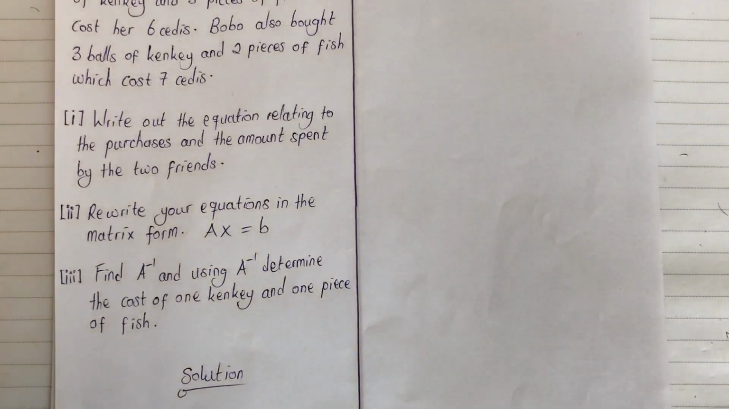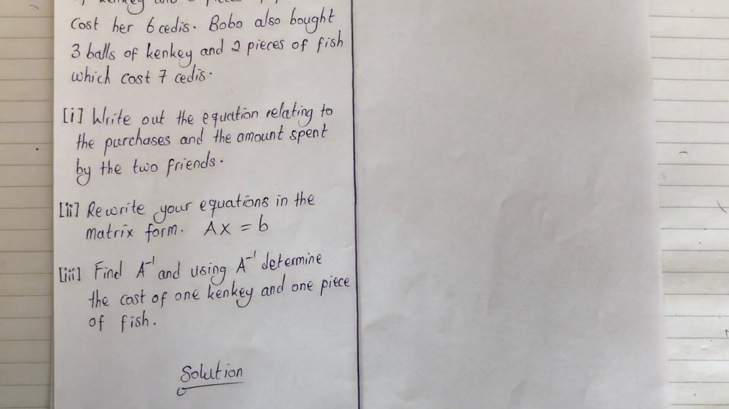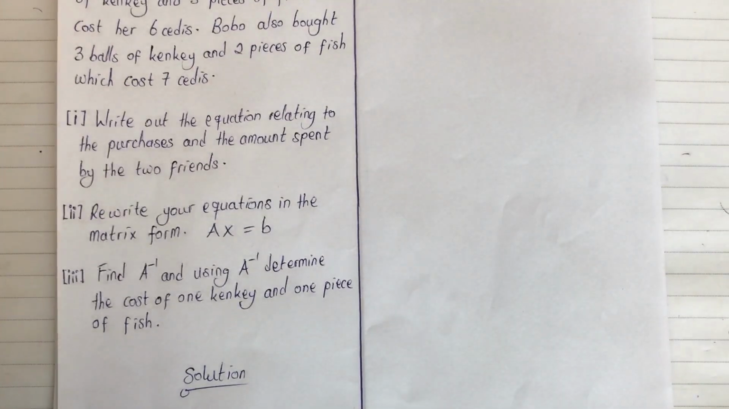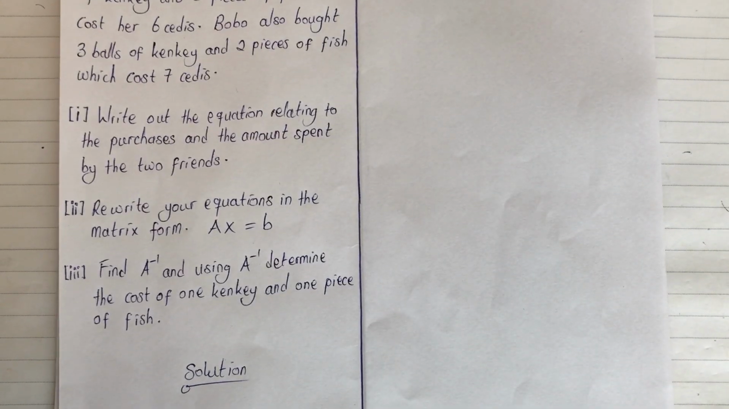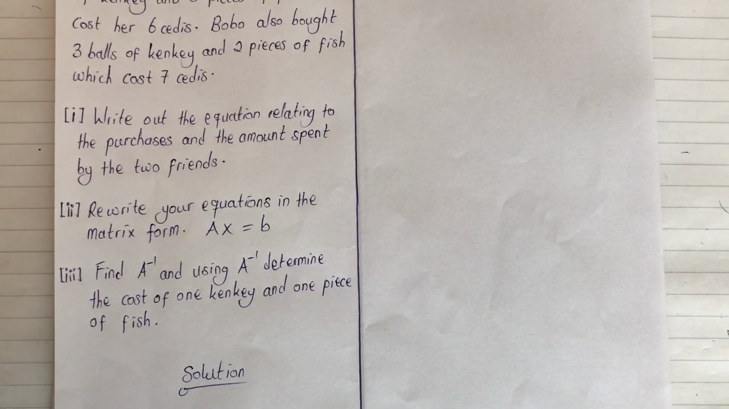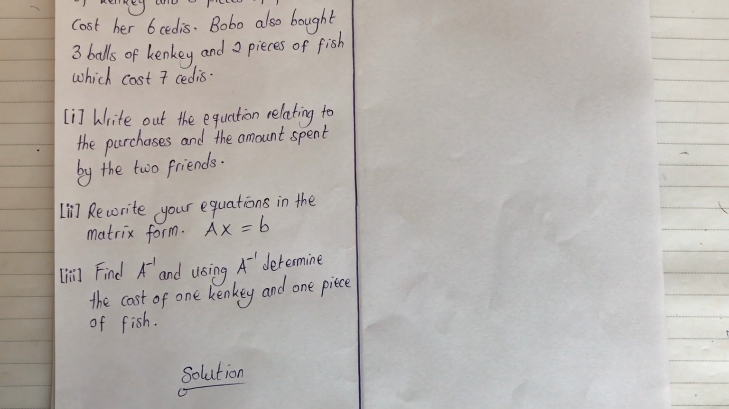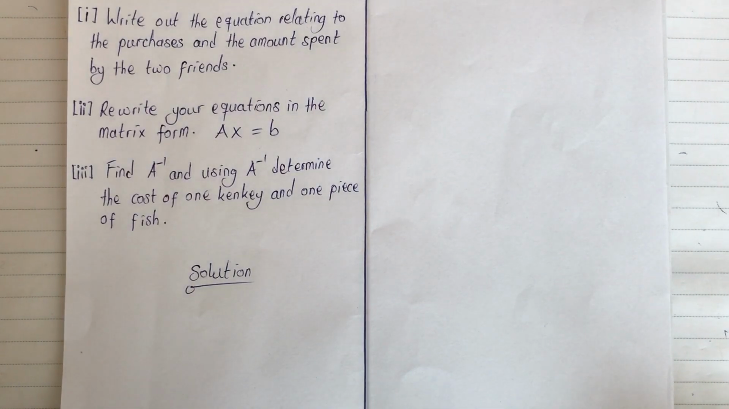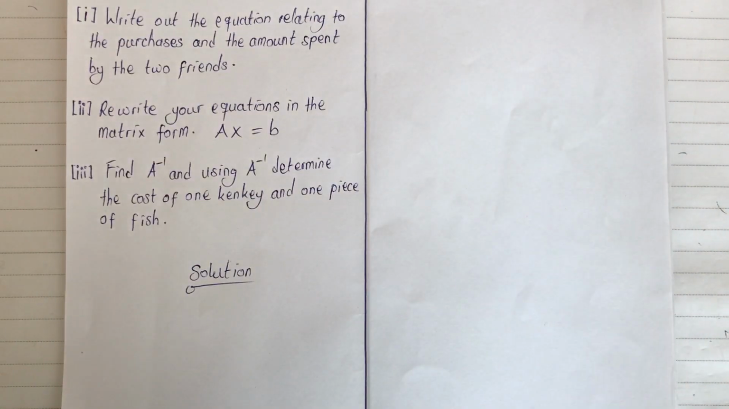This is just a simple 2 by 2 matrix question. So the first step is to deduce the equation and then use it to find A inverse. Then we can find the values of X and Y, which stands for the cost of 1 kenkey and the cost of 1 fish.